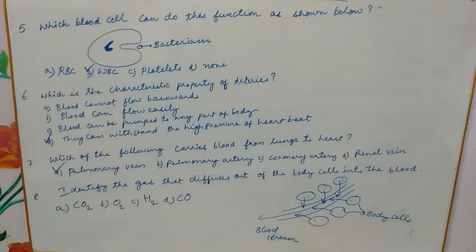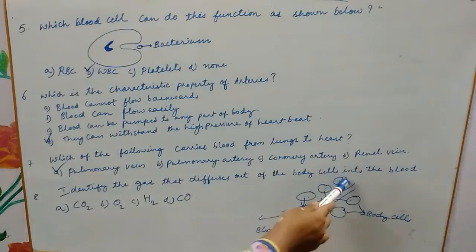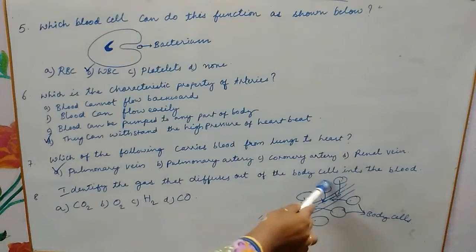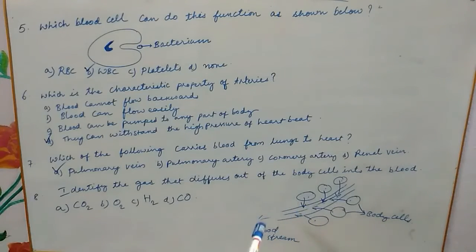Coming to the eighth one, identify the gas that diffuses out of the body cells into the blood. Can you see these are the different cells aligned outside the blood vessel? You can see the blood flows through this blood vessel, and all the different cells are diffusing, they are pouring in a gas. They are releasing some gas into the bloodstream. So which gas is that, you have to identify.